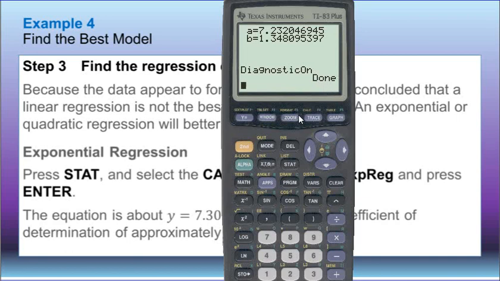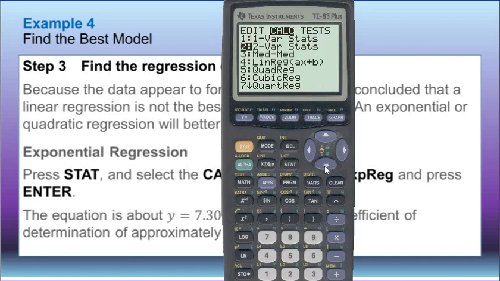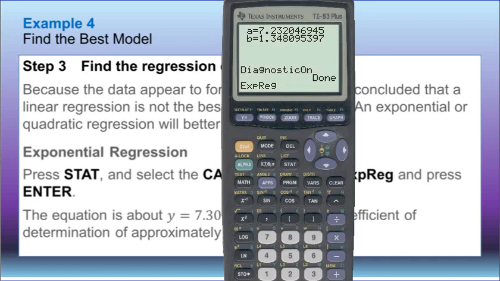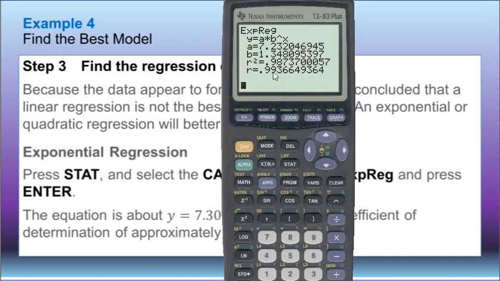When it says done, then if we go back to stat, calculate, exponential was number 0. Hit enter. Now you can see the r squared, which is 0.987.